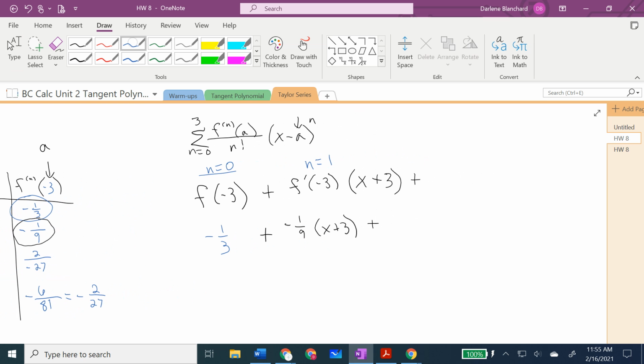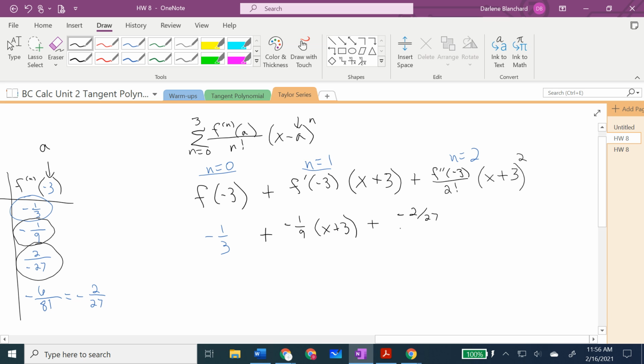And then sigma says, go up 1 integer. Now it's n equals 2. Now I'm finding the second derivative at the center divided by n factorial, which is 2, n is 2 right now, times x minus the center, which is negative 3, and right now n is equal to 2. My second derivative at negative 3 is negative 2 over 27, and I'm dividing that by 2 factorial, which is 2. And then I can simplify. And then I'm going to start writing this.